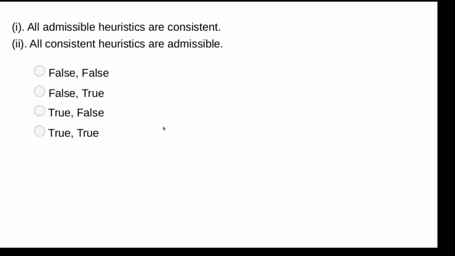Now coming to the next question. You have to say true or false. It is saying all admissible heuristics are consistent. All consistent heuristics are admissible. Which one is correct? Think for a moment.